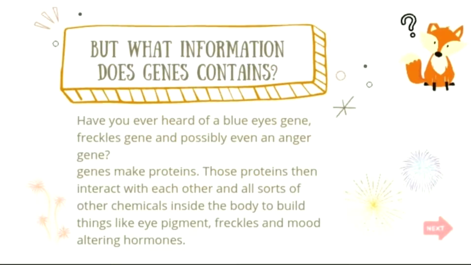Have you ever wondered what information a gene contains? Have you ever heard of a blue eyes gene, freckles gene, and possibly even an anger gene? Genes make proteins. Those proteins interact with each other and all sorts of other chemicals inside the body to build things like eye pigment, freckles, and mood-altering hormones.